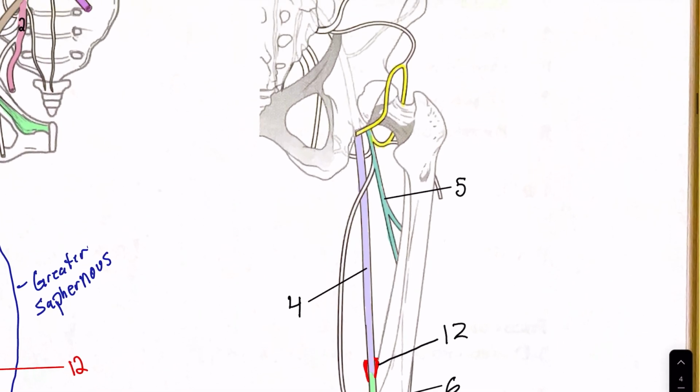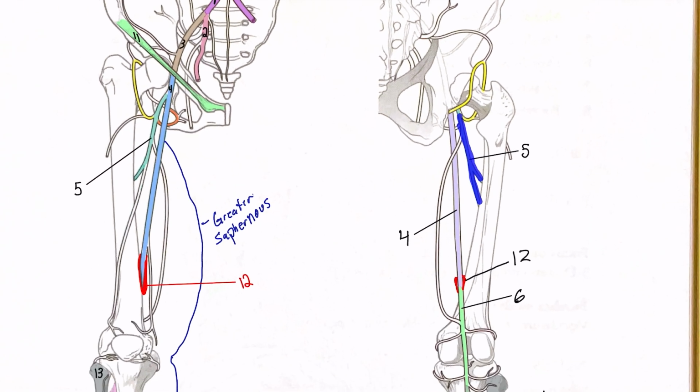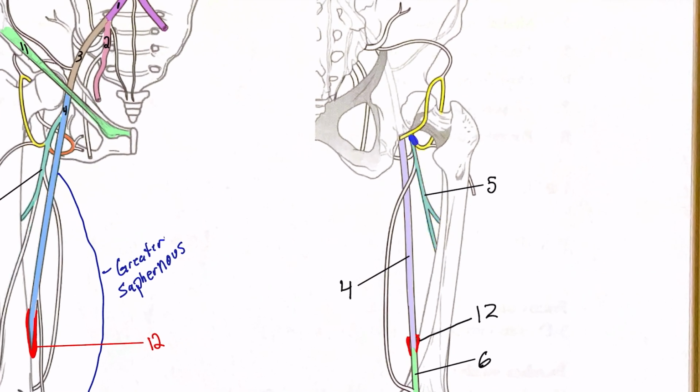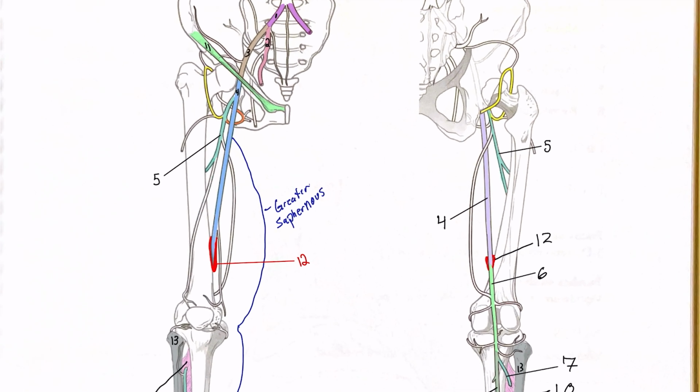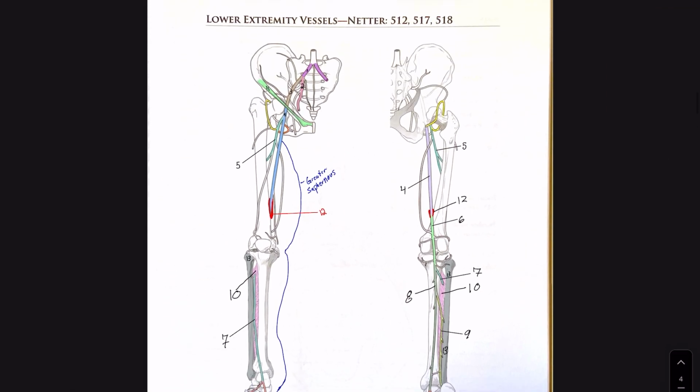And then just showing you what we've already covered up here. Here's that profunda femoris. And then the anterior and posterior circumflex goes around the neck of the femur. So that's going to be it for this video. Again, that's the lower extremities, and we'll see you guys in the next one.